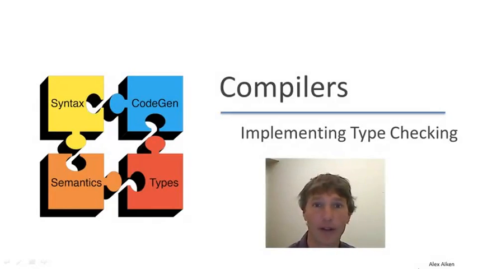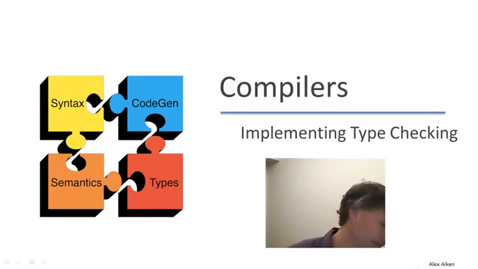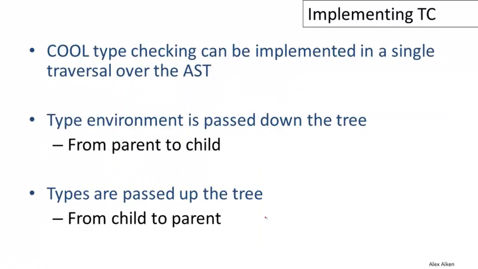In this video, we're going to talk about how one takes the type checking rules and translates them into an implementation. The high-level overview of Cool type checking is that it can be implemented in a single traversal over the abstract syntax tree. And there's actually two phases here.